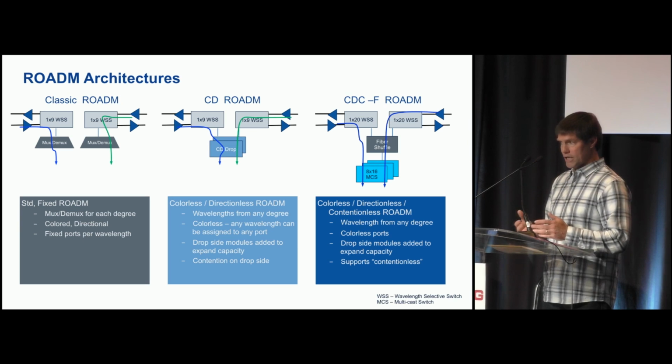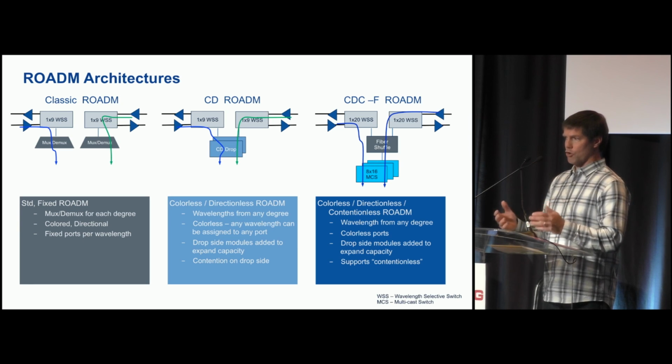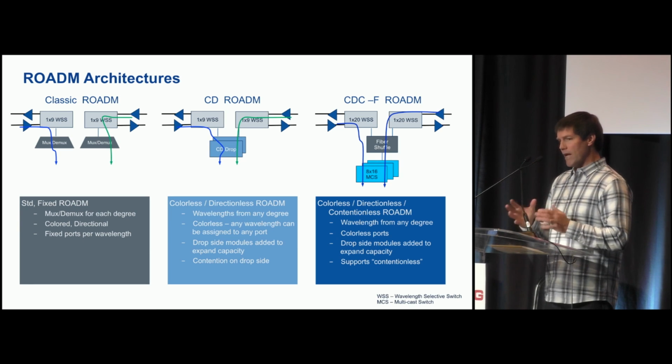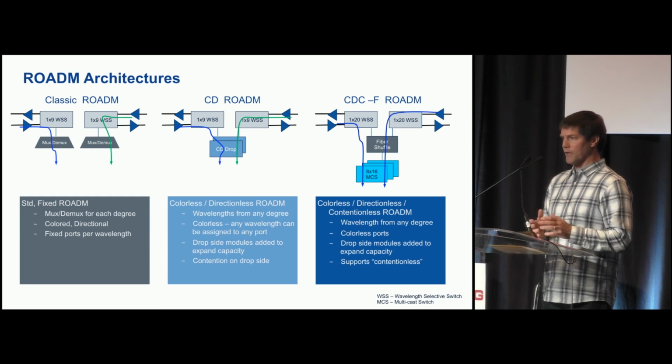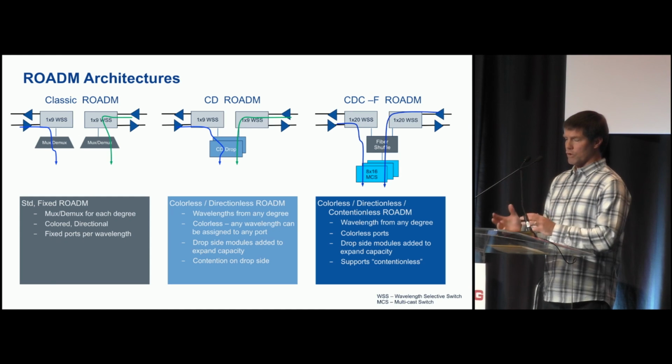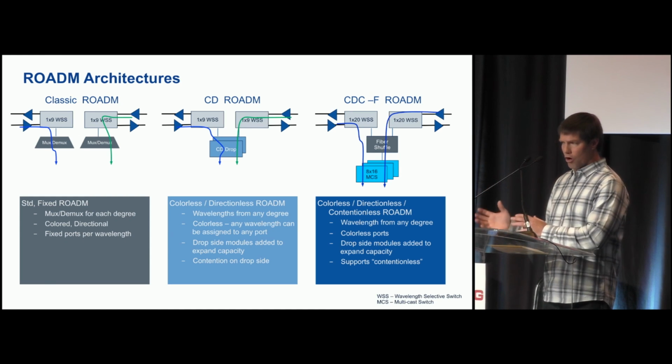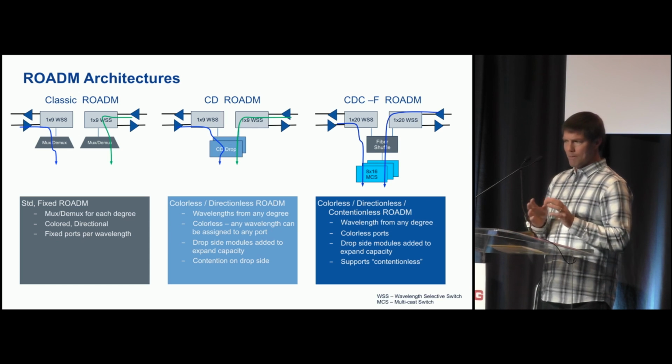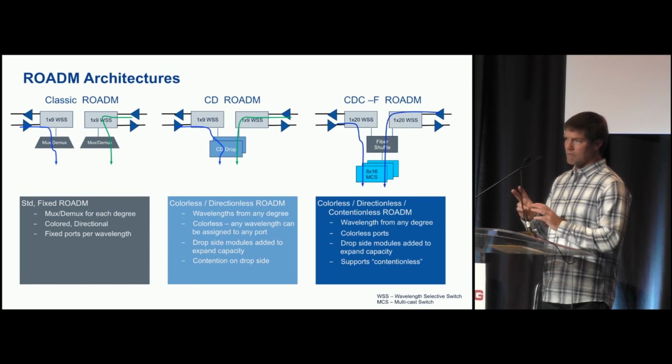This has a lot of value in long-haul networks, long-haul mesh networks especially, because it helps resolve issues with channel planning. It may not be so valuable in metro networks where you have a very good handle on how many wavelengths are out there, which ones are being consumed, which ones are available, et cetera. So long haul, very, very important. Metro, maybe not so important. But the one thing that CDC-F has is that F term, which is flex grid.